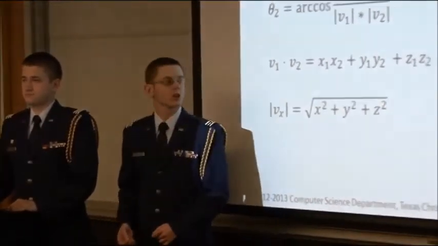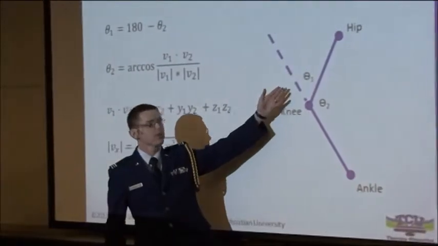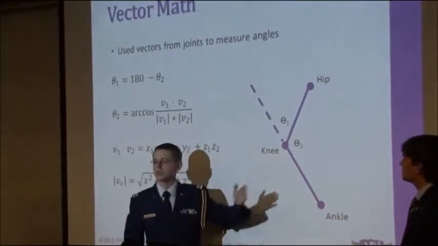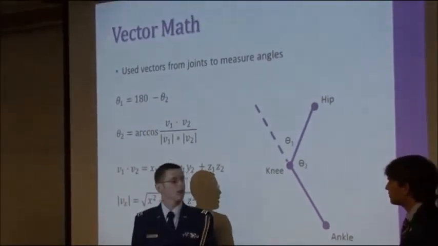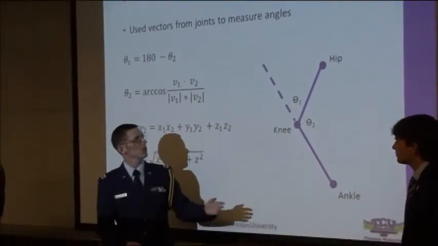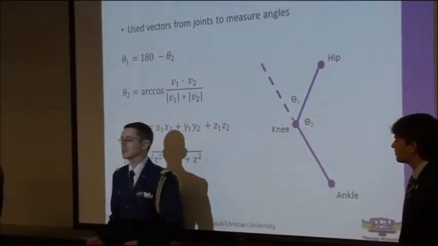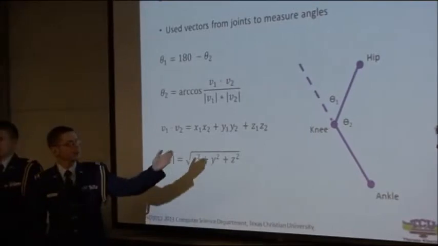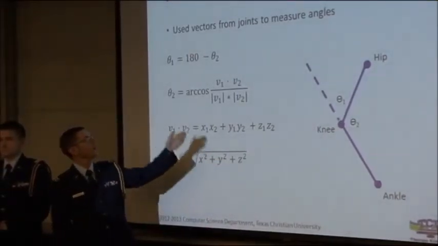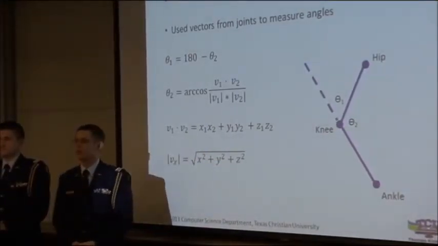Specifically for the knee flexion angle, to get theta 1, we found the supplementary angle of theta 2, which is the angle inside, which was easily found. And so we subtracted theta 2 from 180, and we found theta 2 by creating vectors from the knee to the ankle, and then from the knee to the hip, and we used these mathematical formulas to find the angle.